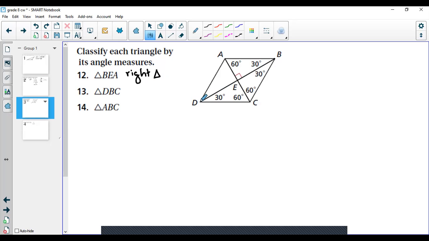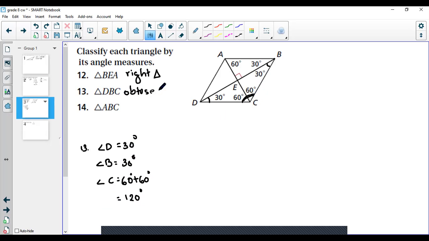Okay, what about triangle DBC? They're asking about this triangle here. For that, we need to find out the angles. For angle D, we have 30 degrees. Angle B is 30 degrees as well. But angle C, this whole angle, we need to find. So angle C is going to be 60 plus 60, because they said this part is 60, this part is 60. So the whole angle is going to be 120 degrees. So two acute angles and one big angle which is more than 90 degrees. So that makes it an obtuse triangle.